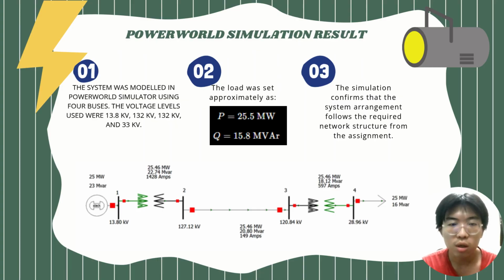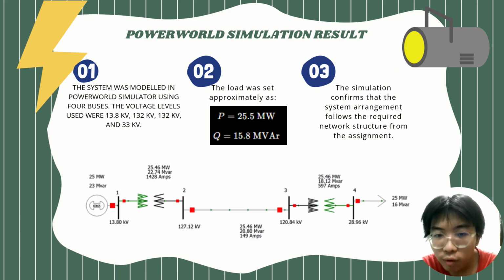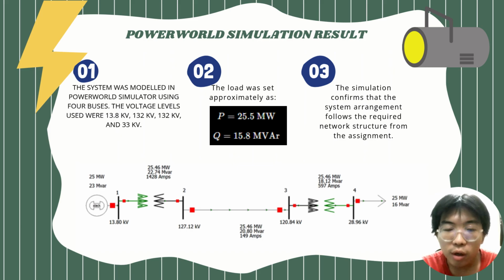So in the circuit, we can see that generator one is 25 megawatt with a reactive power of 23 megavar. And bus one, also known as the slack bus, is 13.8 kV. In transformer one, we see the result 25.46 megawatt, 22.74 megavar, and 1428 ampere. And for bus 2, we get the result 122.12 kV.